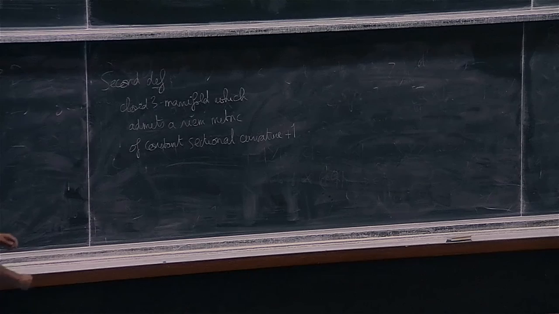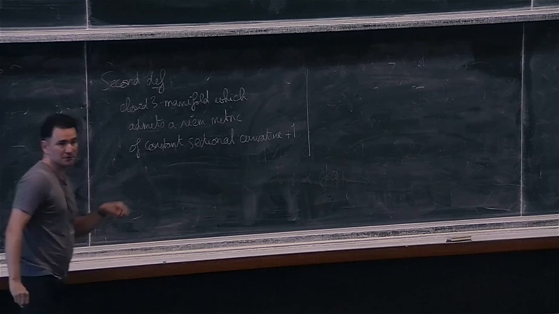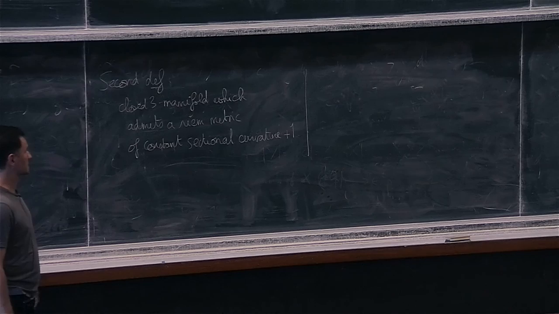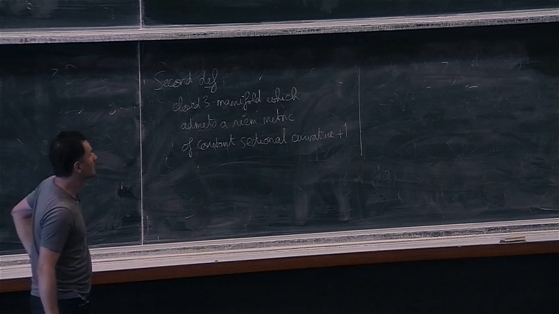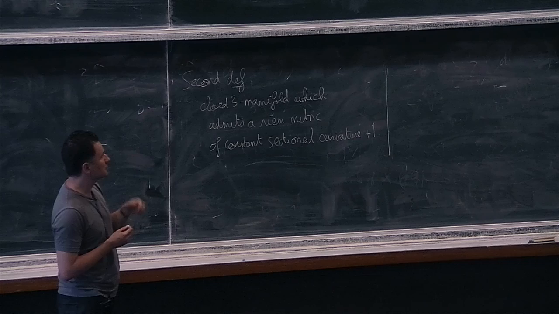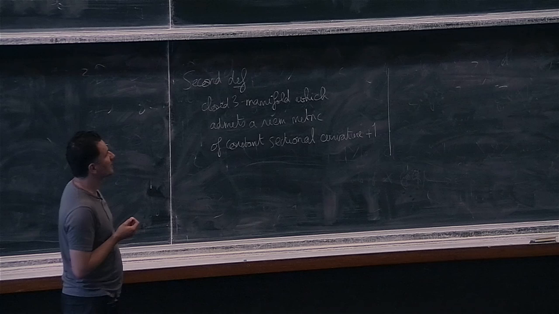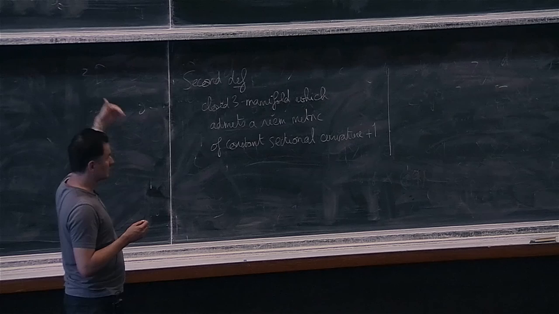And the equivalence between the two definitions uses classical topology and Riemannian geometry, so let me just say briefly how it works, since it will be the same for Euclidean geometry and hyperbolic geometry. So first, if you take a manifold satisfying the first definition, since the group acts freely, the quotient will be a manifold in a natural way, and the projection map will be a covering. And then you can take the metric of S3, which has curvature 1, and it passes to the quotient.